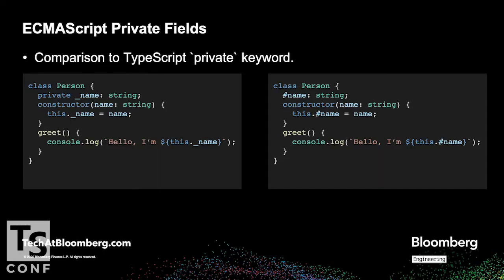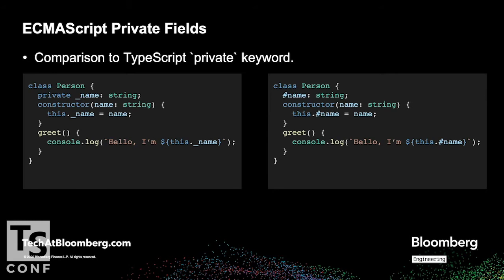To introduce you to private fields, we're going to talk about how they're similar and different from the TypeScript private keyword. In this example, we have a class Person which has a name property. The two examples show the different ways to mark it as private. With the TypeScript private keyword, we use the underscore name as the name of the property. This is just a convention. And we use the private keyword to mark it as private to the compiler.